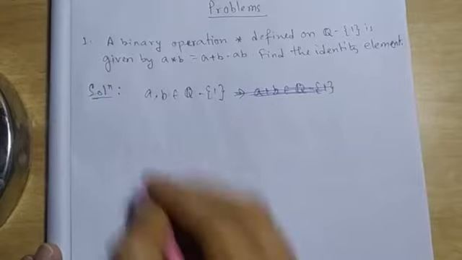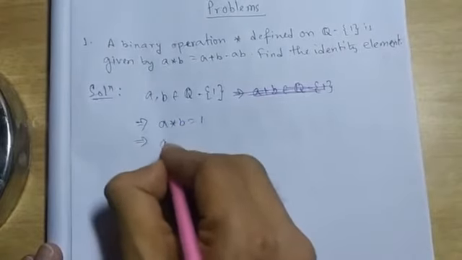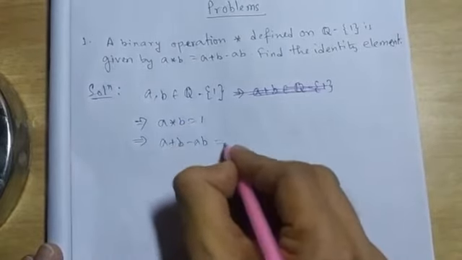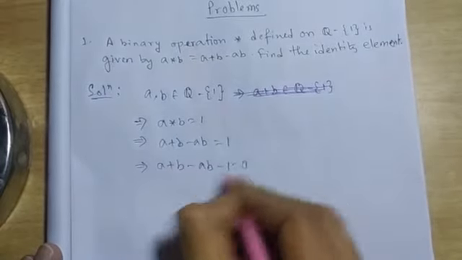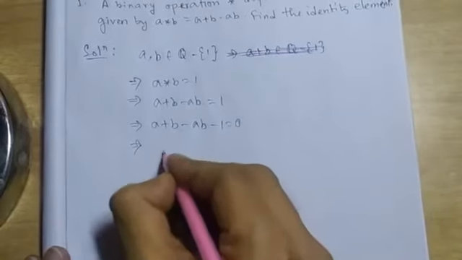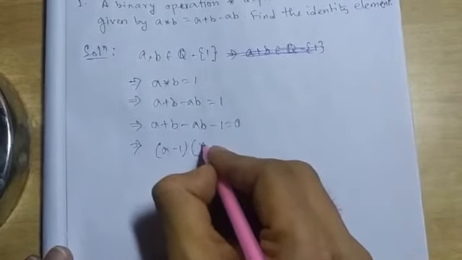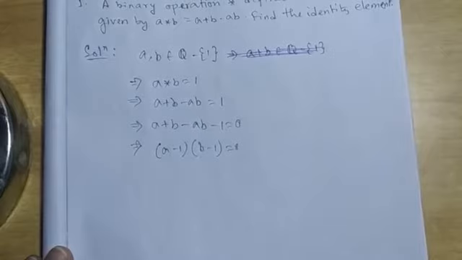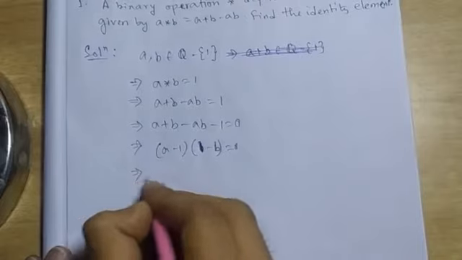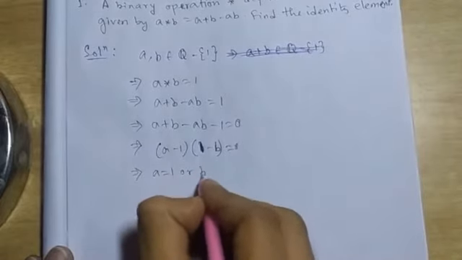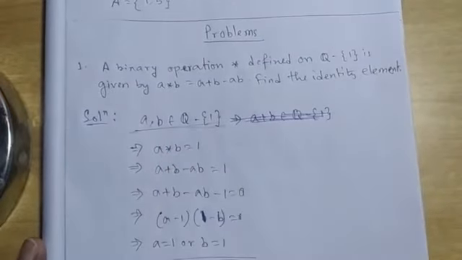Clearly it is 1. So a star b equals 1 means a plus b minus ab equals 1. That means a plus b minus ab minus 1 equals 0. If you see carefully, you can factorize this, I think it is (1 minus a) times (1 minus b). Then it implies either a equals 1 or b equals 1. But it cannot happen, because we are taking a and b from the set Q minus {1}.